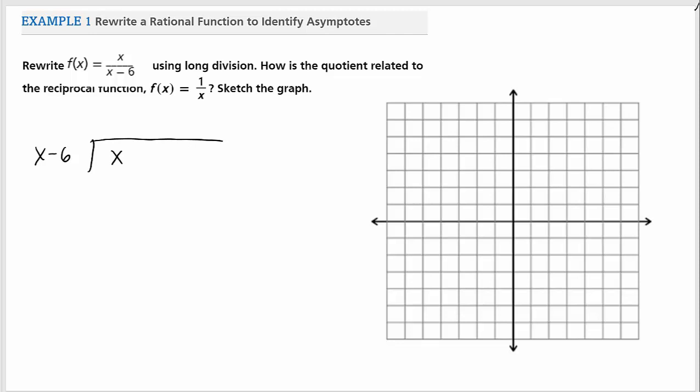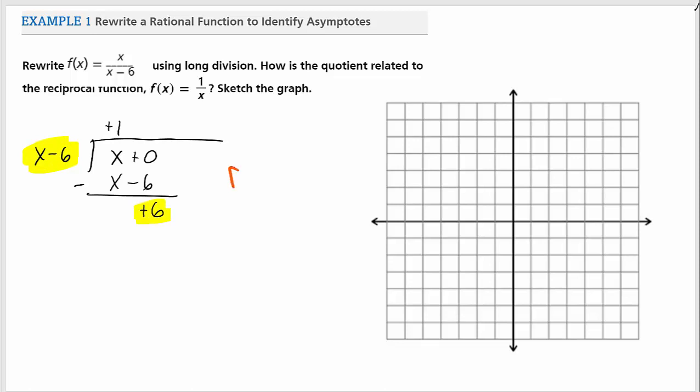So we start with setting up the equation, and then we are going to say x times what gives us x. That's going to be 1. Then we take 1 and we multiply it by each term. So we get x minus 6, and then we subtract. We're going to add in that 0, so we end up getting positive 6. Then remember, with our remainder, we take that remainder and we put it over the x minus 6.